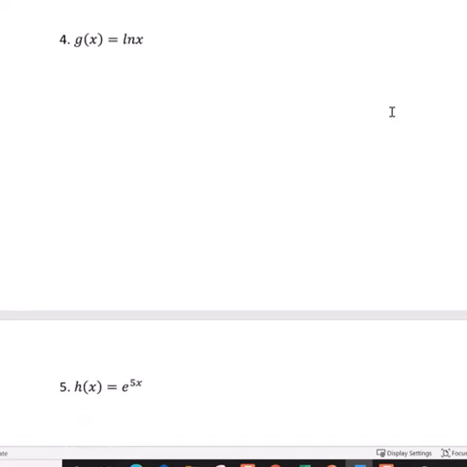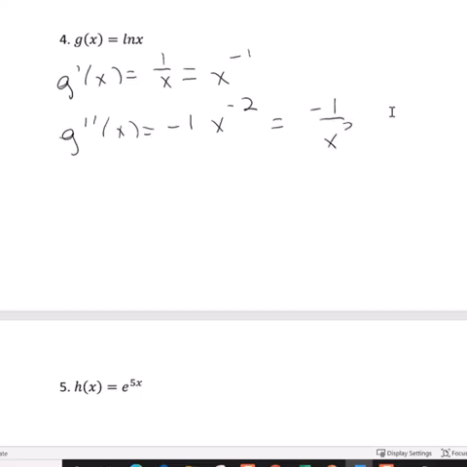Let's add in natural log. First derivative, you know, is 1 over x. With 1 over x, I think I need to rewrite that as x to the negative 1. I like it to be a power, so I can use the power rule. The second derivative, the negative 1 comes down. I have x to the negative 2. I'm going to write that as negative 1 over x squared.